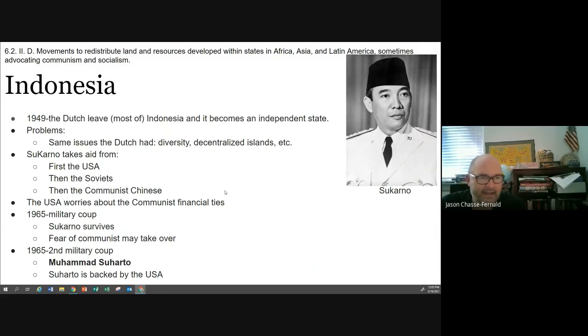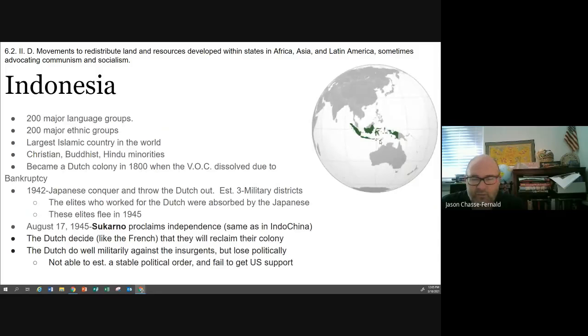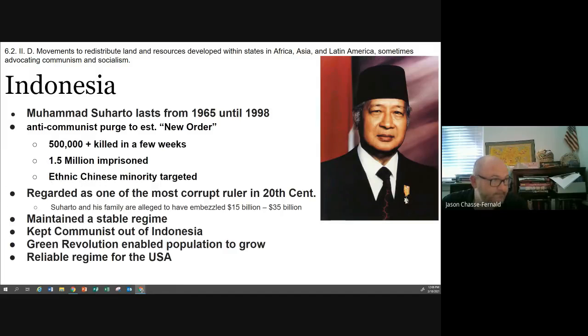Keep in mind that since Unit 1, we've been talking about diasporic merchant communities, and one of the very first diasporic merchant communities was Chinese in the Malaccan Straits. So, why is there a Chinese ethnic minority that lives in Indonesia? Because for the last 800 years of this course, we've been talking about diasporic merchant communities.